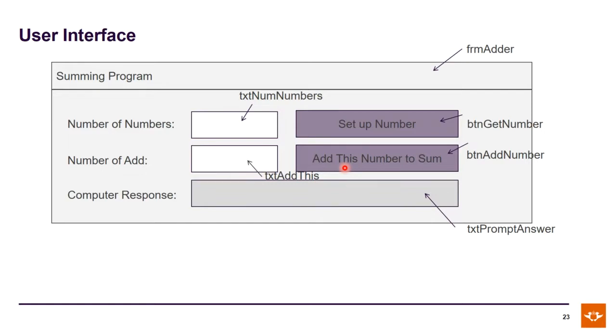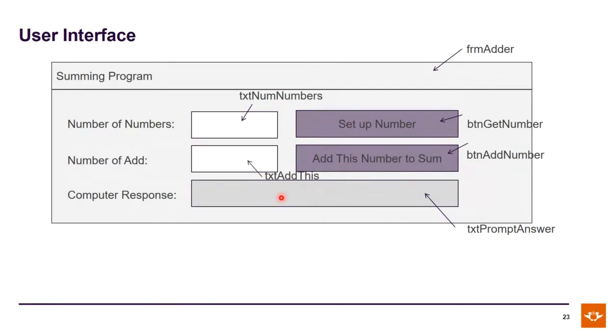Have you read enough numbers? Because if you have, no more numbers. But on top of that, if it's no more numbers, what else must the program do? It must display the sum, right? Okay, so let's see how that works.